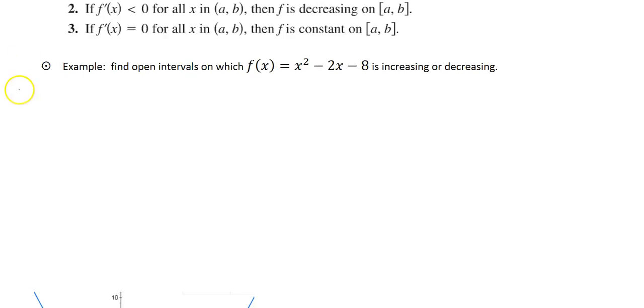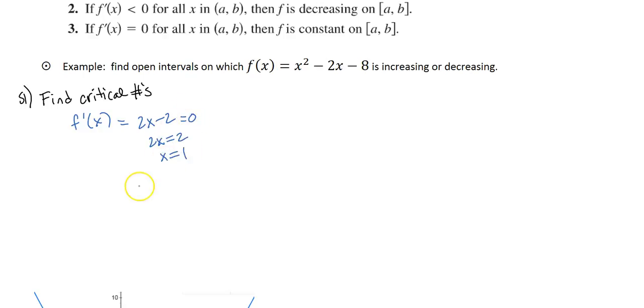So for this example, I'm going to start with my step 1. I'm going to find my critical numbers because those are my boundary points. So for step 1, I will find the derivative, f prime of x, which is 2x minus 2. That exists everywhere, and it's equal to 0 where x is equal to 1. So x equals 1 is my critical number.